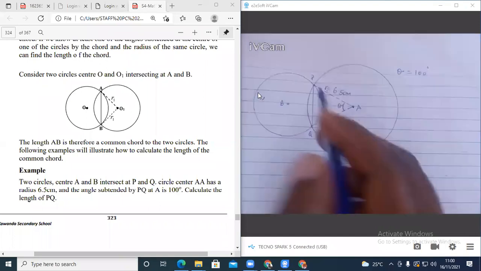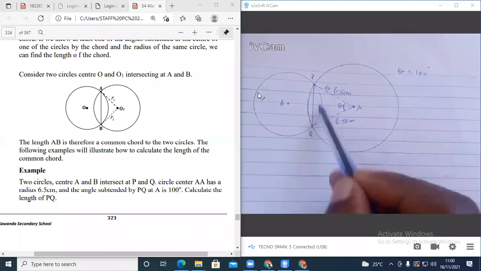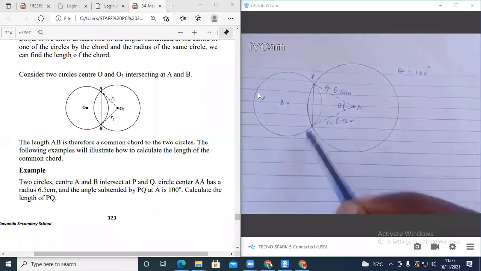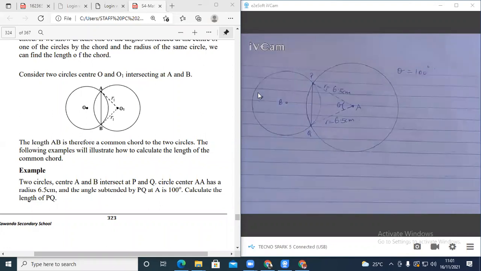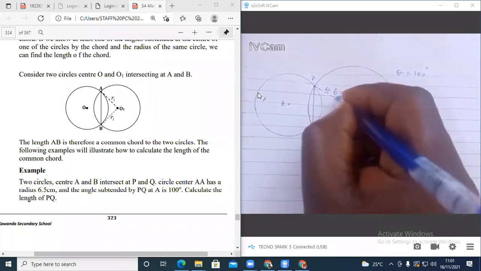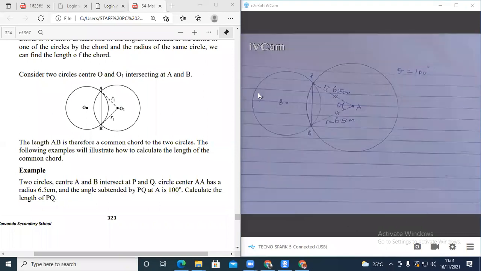You look at this triangle which is drawn inside here. That is the triangle we are going to use. The type of that triangle is an isosceles triangle. Why? Because this side is equal to that side; they're all the radius of that circle. So that is an isosceles triangle. So I'm going to extract out that isosceles triangle.